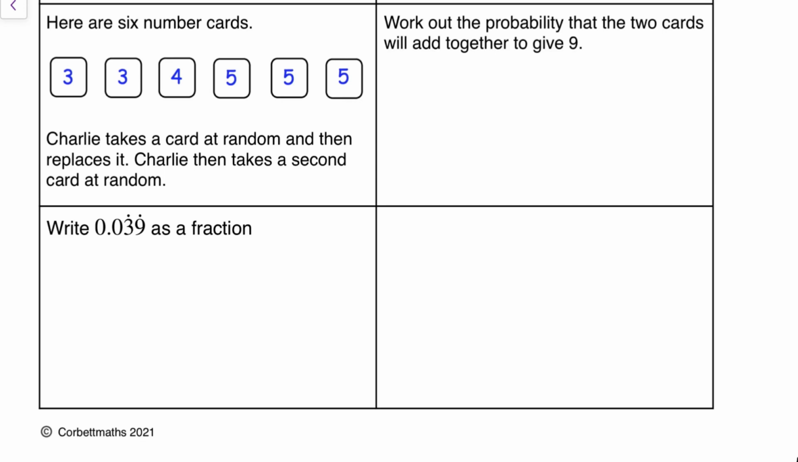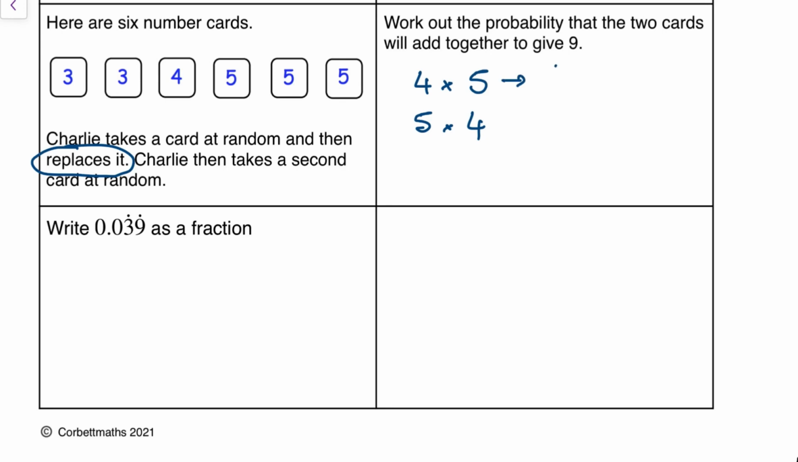Here are 6 number cards. Charlie takes a card at random and then replaces it. Charlie then takes a second card. Work out the probability that the 2 cards will add together to give 9. Right, there are 2 elements to this question. Element 1 is with 2 cards, how do you make 9? And actually this question is not too bad, is it? Because the only way you can do it is get a 4 and a 5. That means and, not times. Or get a 5 and a 4.